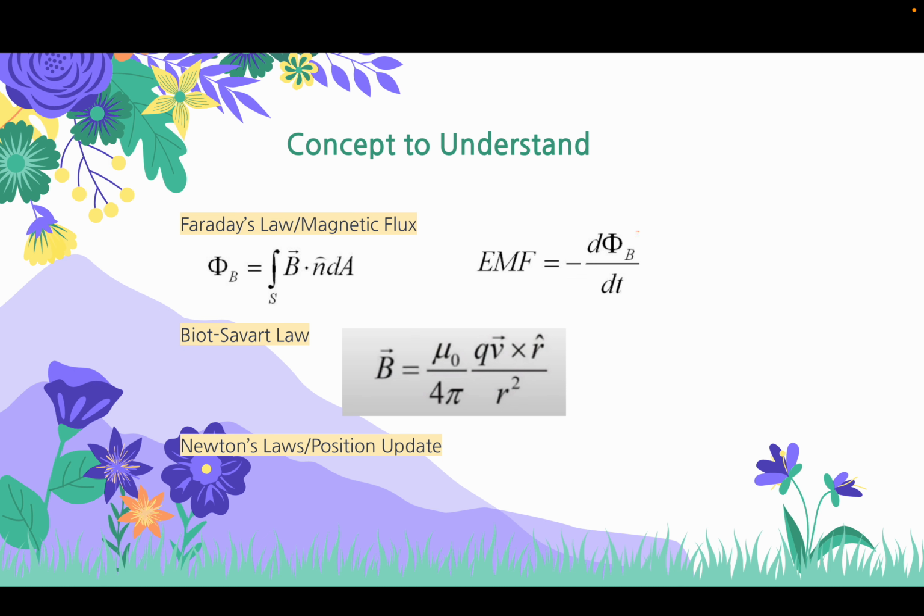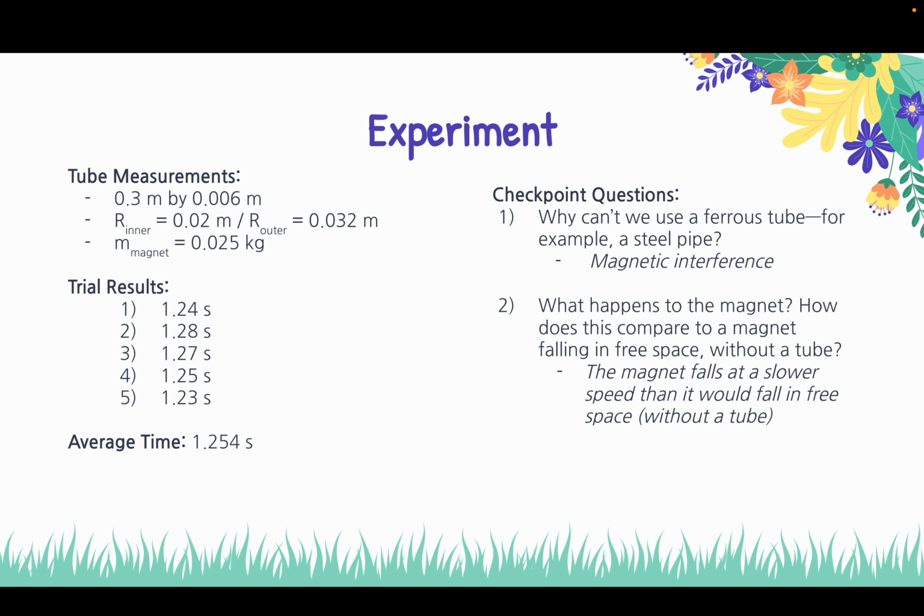And then we also need to know the Biot-Savart law, which is just the magnetic field for a moving particle. And then finally, Newton's laws and position update, just to get position update formulas. After doing the experiment, the trial results were as follows: 1.24 seconds, 1.28 seconds, 1.27 seconds, 1.25 seconds, 1.23 seconds, an average time of 1.254.